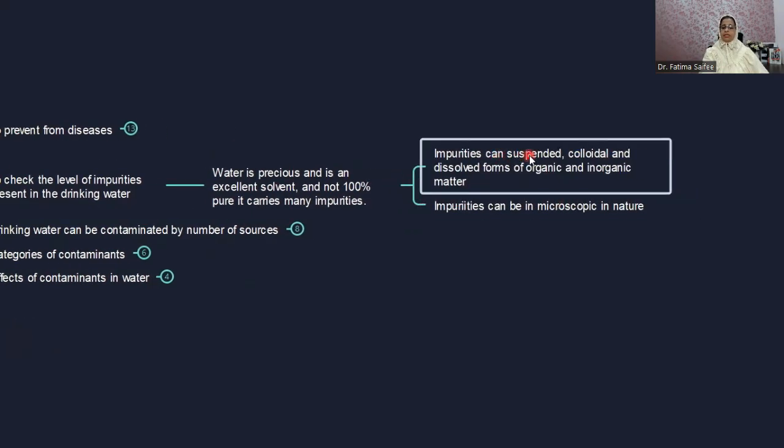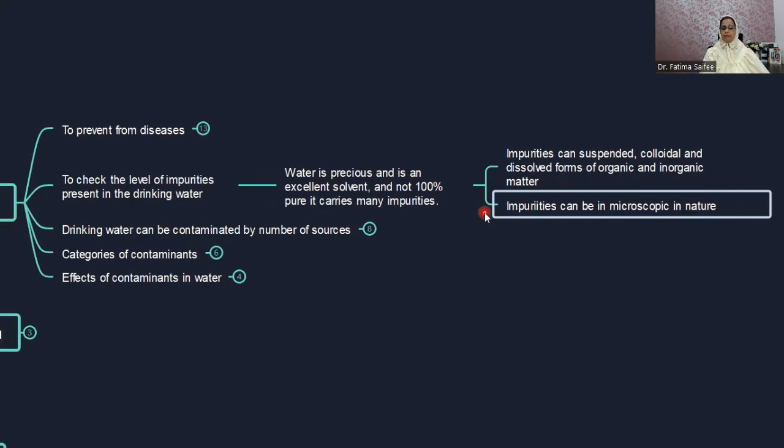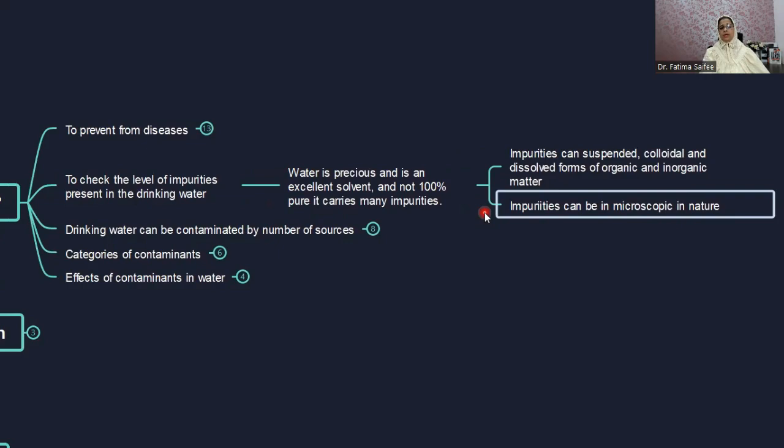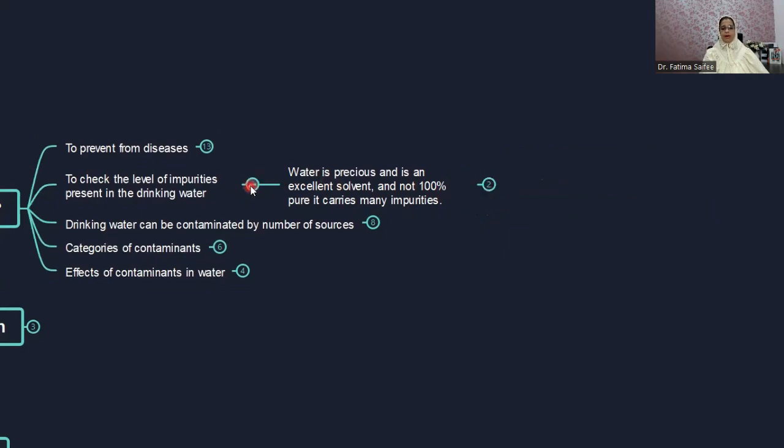Impurities can be suspended, colloidal, dissolved form, organic and inorganic matter. Second thing, impurities can be microscopic in nature. I mean, sometimes you can't see the impurities. There are different types of impurities: you can see some solid particles, some suspended particles, but some are in dissolved form. Those impurities we cannot see with our naked eye. So in this case we have to test in the lab, then only can we find what the problems are.